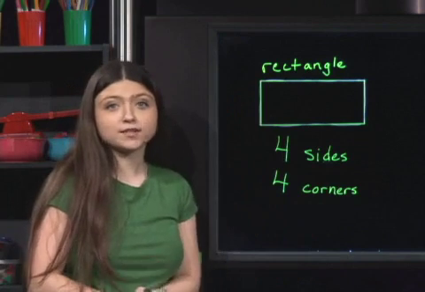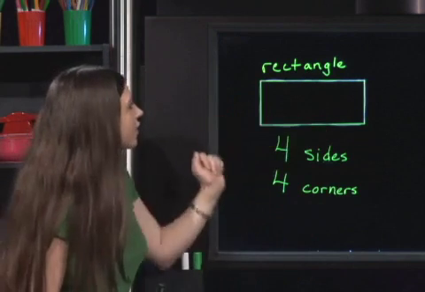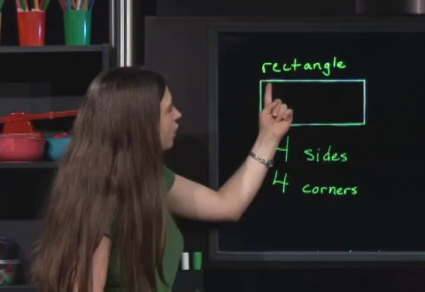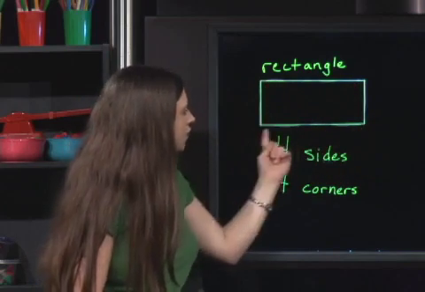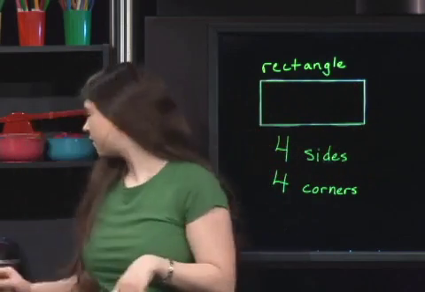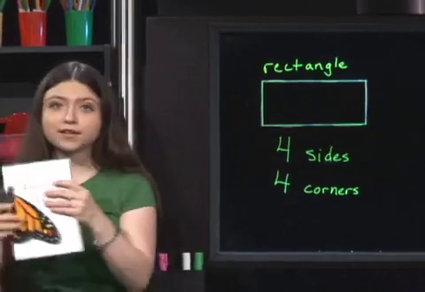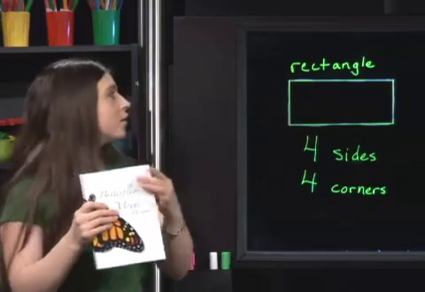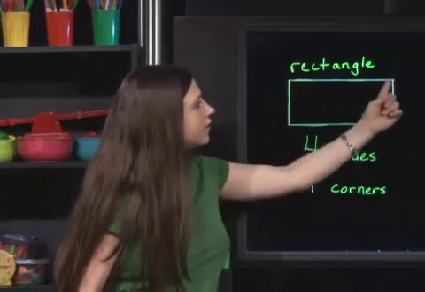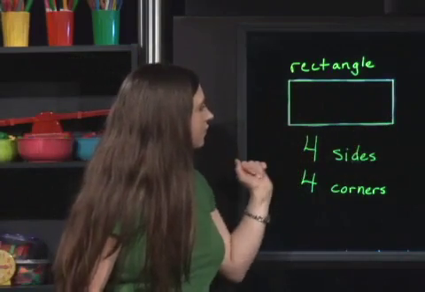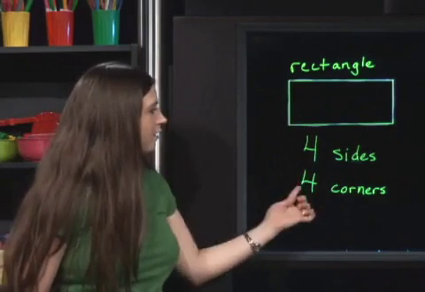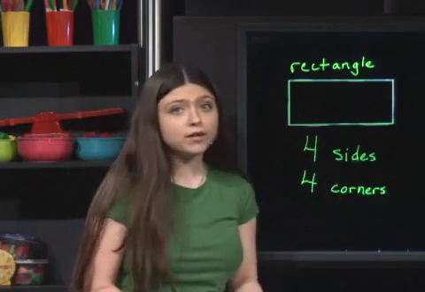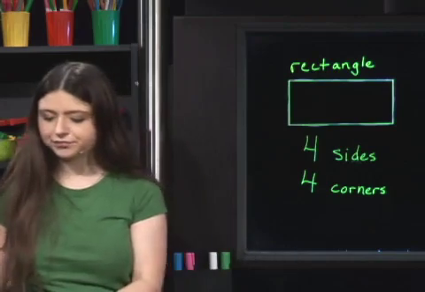Now I want you to notice something. If you look at this rectangle, you can see that each corner is exactly the same shape, kind of like the corners on a book. See, this corner has that shape? Well, each corner on a rectangle is exactly the same shape. And a rectangle has 4 sides and 4 corners. That's always true about a rectangle.